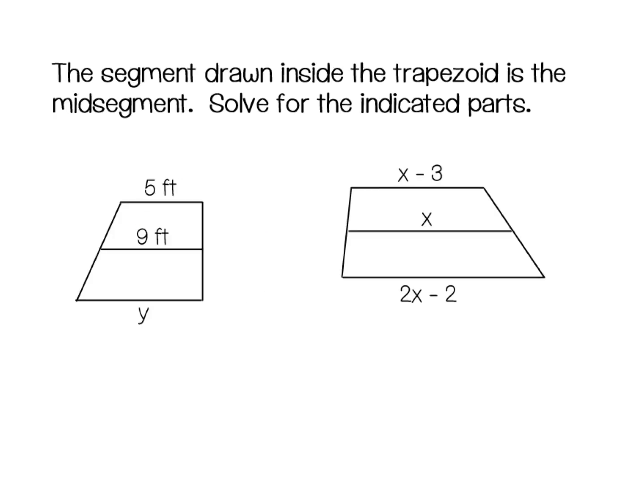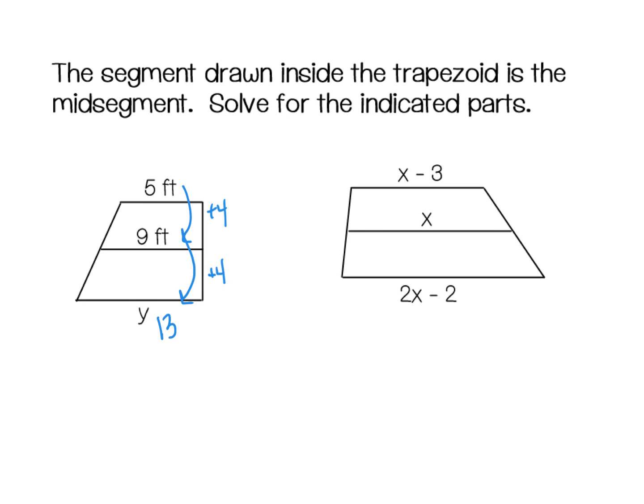What we can't do logic with is sometimes expressions. So let's do the first one on the left here, because that one still has actual numbers. 5 to 9 is an increase of 4. To go from 9 to the base, I have to increase by 4 again. So that would give me 13. All right, for the last one, we can't really use logic. We are going to have to use the algebraic formula.